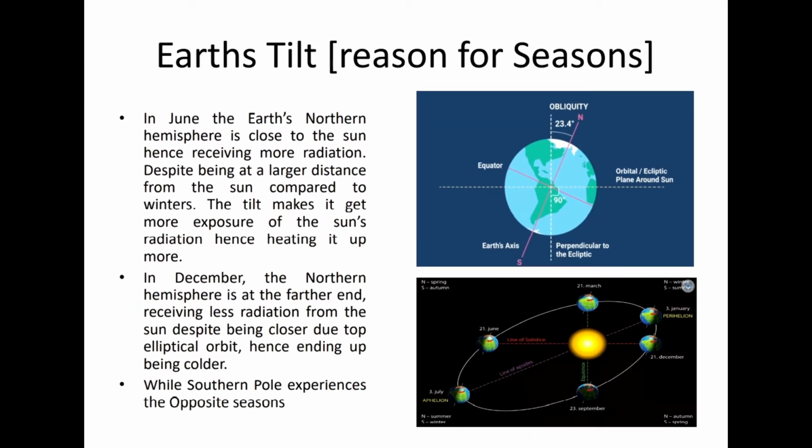Now the next thing, you will not find this in the syllabus, but I find this interesting in terms of at least understanding the whole chapter. Why do we have seasons? Why do we have winter, summer, autumn and spring and so on and so forth? Why do we have them? You see, the Earth itself is actually tilted on its own axis. It's not exactly perpendicular.